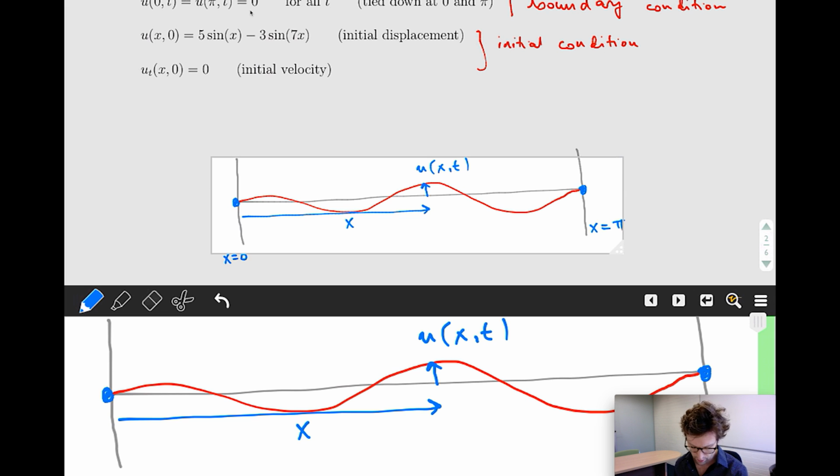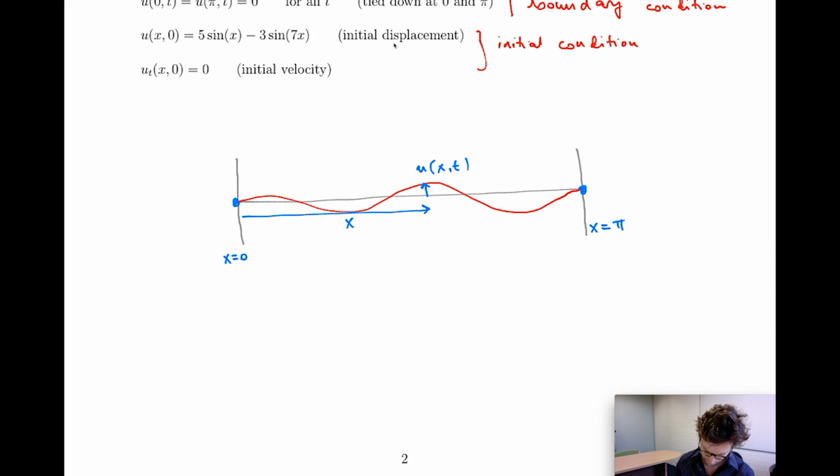The other information that we're given is the initial displacement, that is the initial vertical kick, and the initial velocity. So in this particular problem, we're setting the initial velocity to be 0, and we have some value for the initial displacement. So we've sort of plucked the string, and then we're letting it go, and we're asking what happens next. So that's what our setup is going to look like.